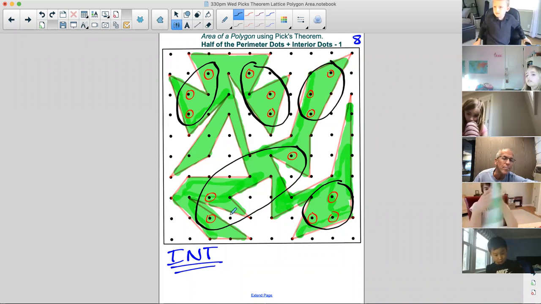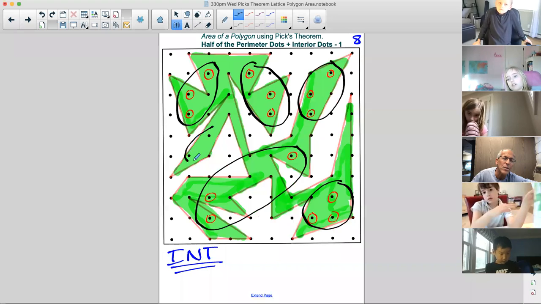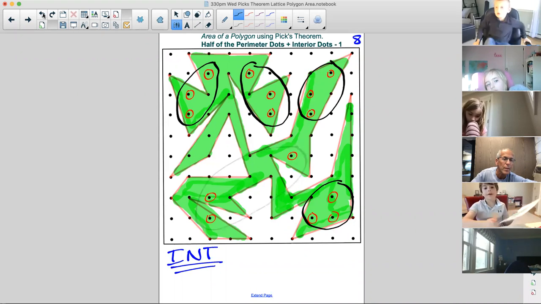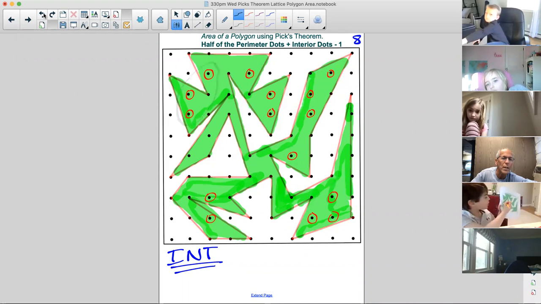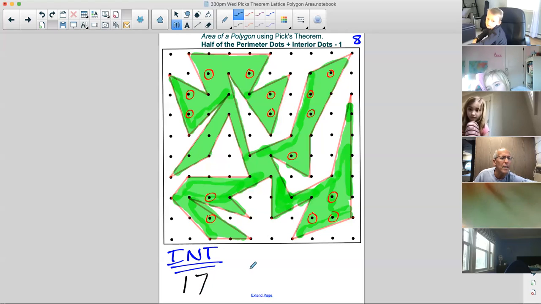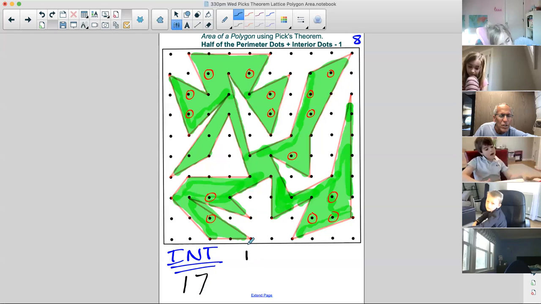Oh, wait a minute. We forgot these two. So 15 plus 2, everybody, is what? 17. And so the answer, and I think Sabrina came up with that one, right, Sabrina? No, she got 18. Oh, she got 18? Now, let's do the perimeter.